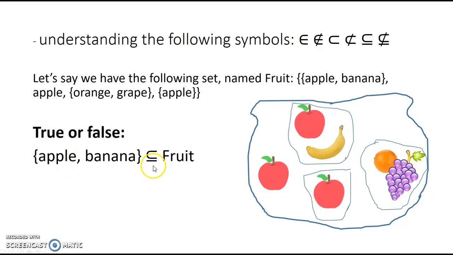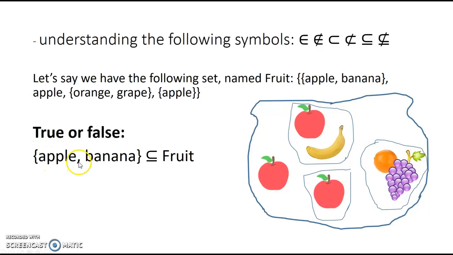True or false? Now notice that this is the subset symbol. In order to be a subset, it has to be a set, and it is. We have the brackets right here. Now we need to make sure that each element of this set can also be found in fruit.